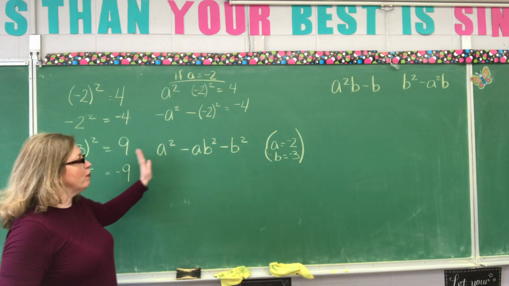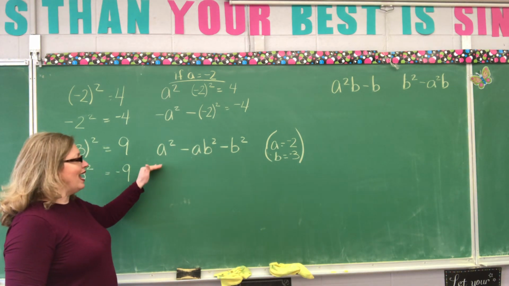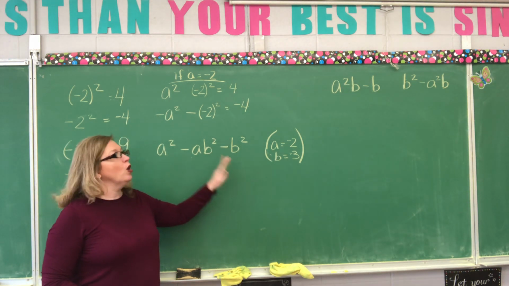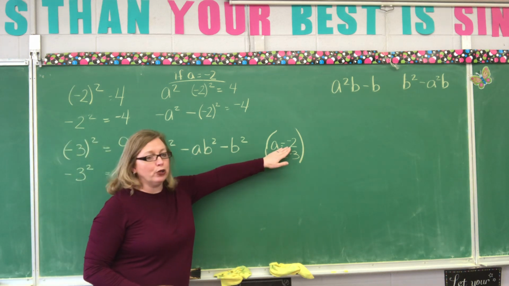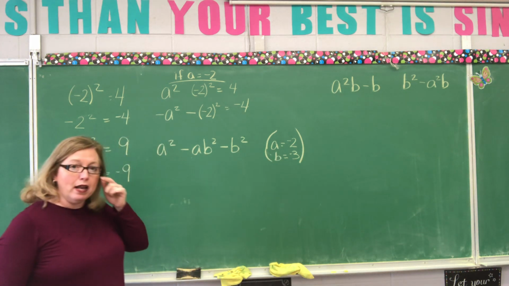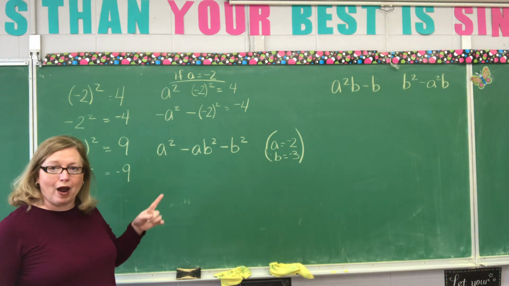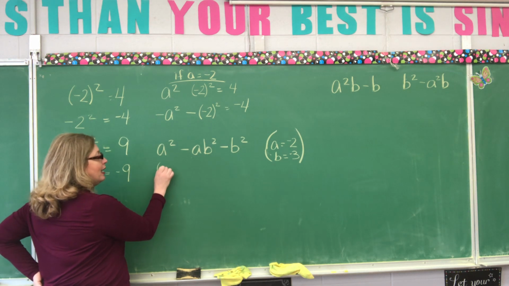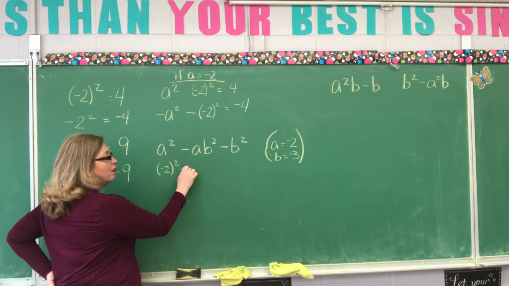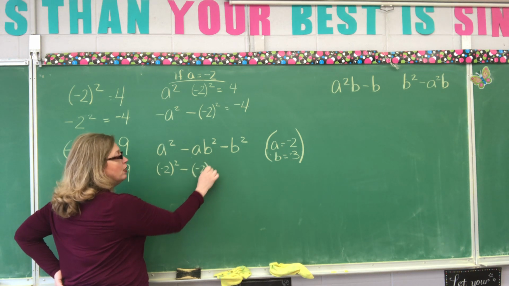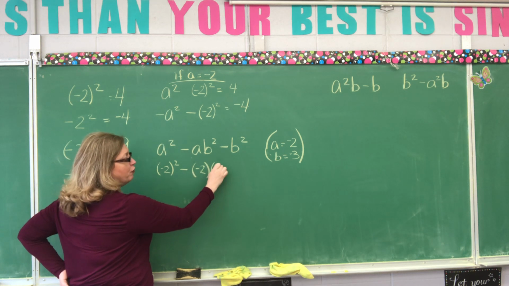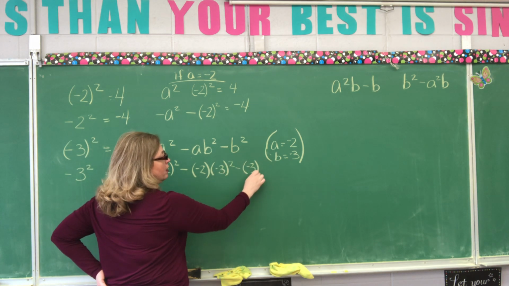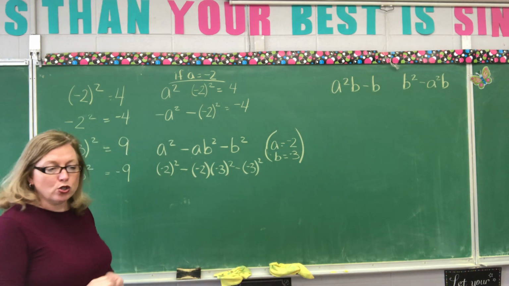Okay, let's look at this. We have a much larger equation this time. We have a squared minus ab squared minus b squared. What if a is -2 and b is -3? Okay, just like in a formula, the first thing we do is write our equation. Then we substitute it. So we have (-2) squared minus (-2) times (-3) squared minus (-3) squared.